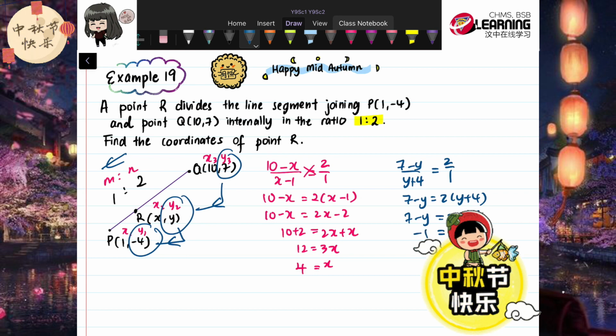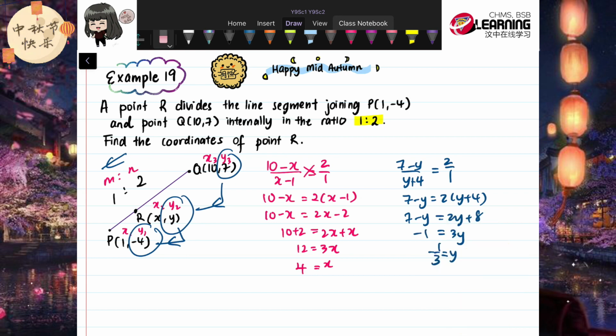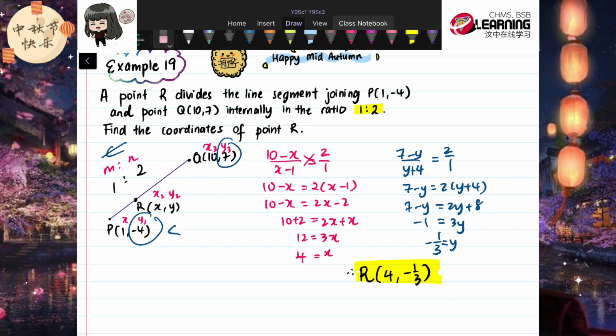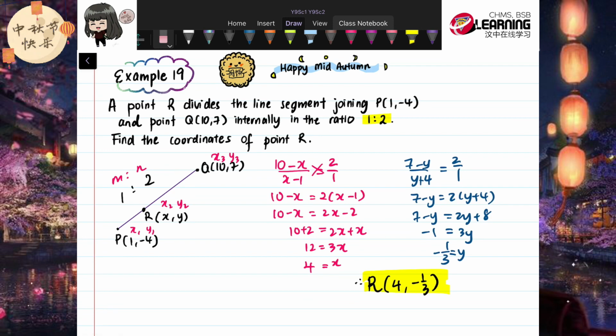So my y is negative 1 over 3. Therefore, my R coordinate is (4, negative 1 over 3). Okay? So this is how we use the formula to find the coordinate. This formula not only can find the coordinate, but you also can find the ratio, which I will teach you in the later examples here. So this is how we find a coordinate with a given ratio.